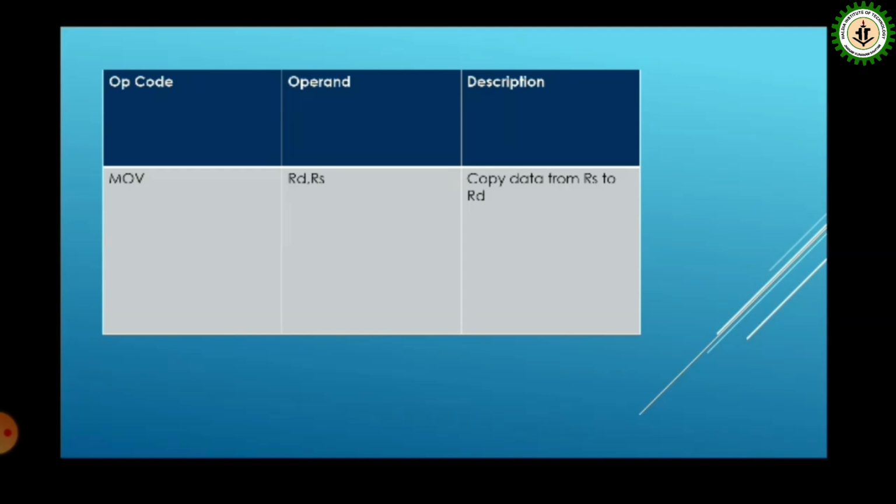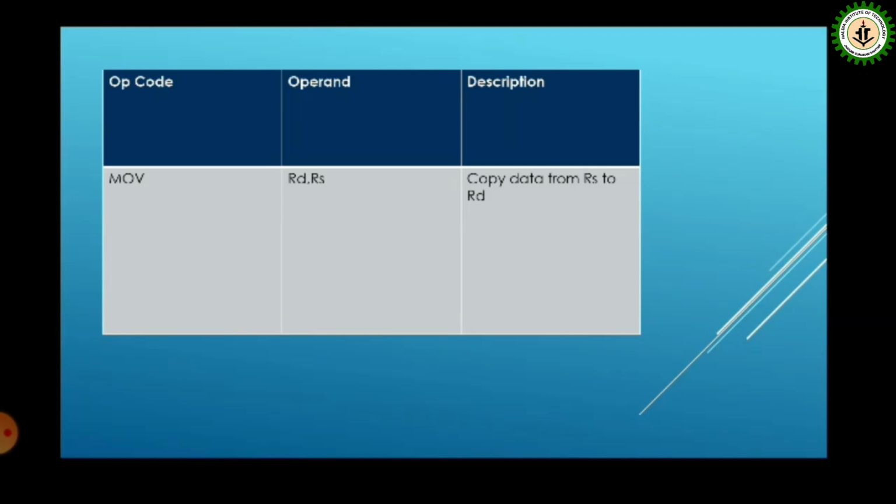So in MOV RD, RS, RS is the source register and RD is the destination register. That is, consider register B contains data 07H. Why H? H means hex. I want to copy that data into register C. So what will I write? MOV C, B. Here B is the source register. Source register means where data is there.